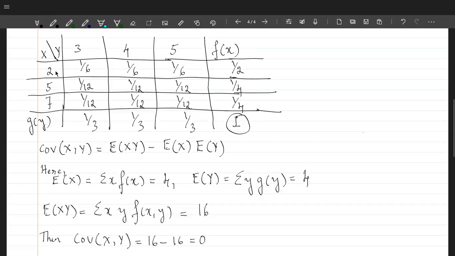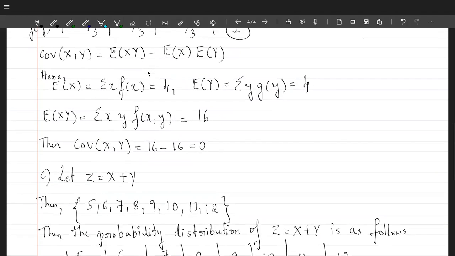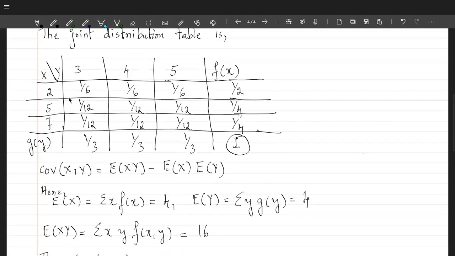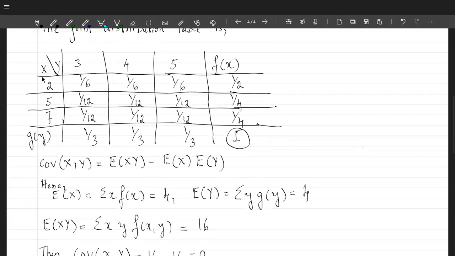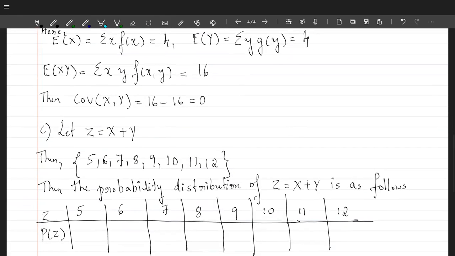So the first value which z can take is 2 plus 3, that is 5. Then after that, the next value which z can take is 2 plus 4, which is 6. Then you have 2 plus 5, 7. Then you have 5 plus 3, 8. 5 plus 4, 9. 5 plus 5, 10. 7 plus 3, 10. 7 plus 4, 11. And 7 plus 5, 12. So these are all the values which z can take.